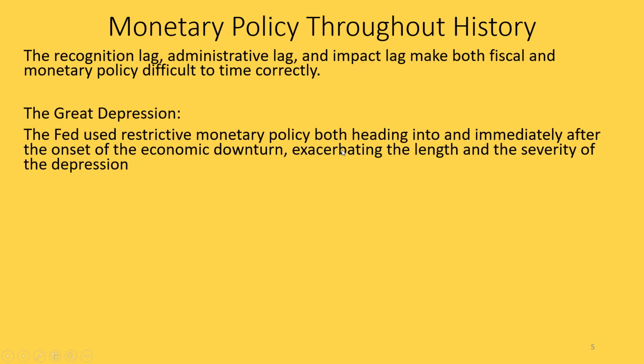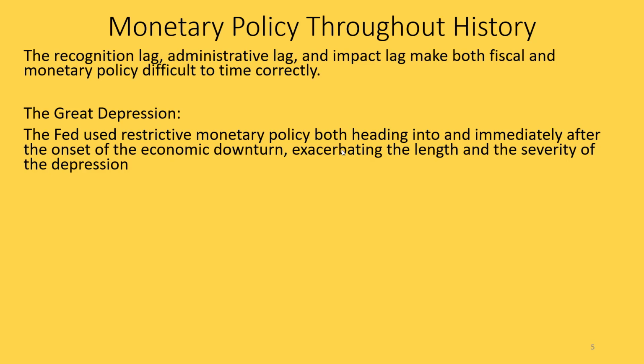With that in mind, in chapter 14, we talked about how during the Great Depression, the Fed used restrictive monetary policy both heading into and immediately after the onset of the economic downturn. So again, the economy was really booming during those roaring 20s. Unfortunately, the Fed decided that those roaring 20s were a little too roaring and we need to slow the economy down. So they started using some restrictive monetary policy, by increasing that discount rate.